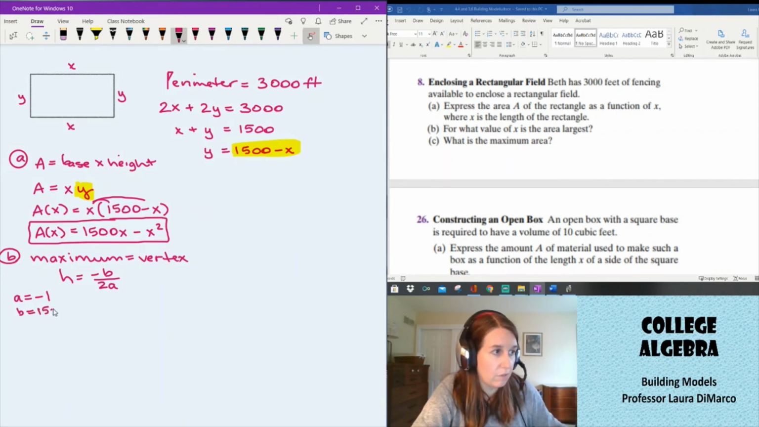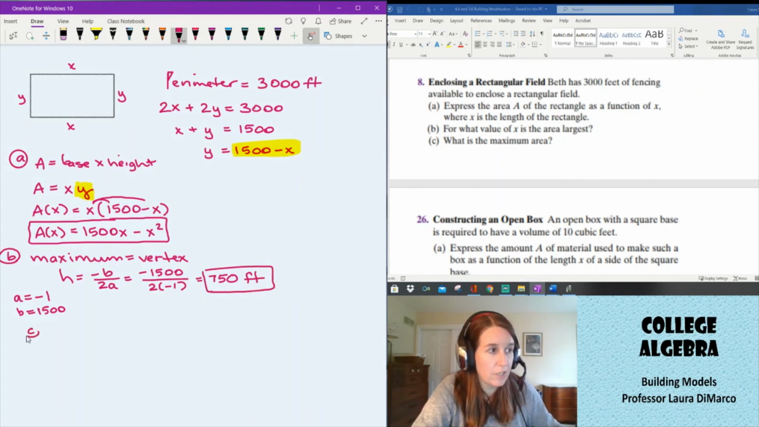All right, so here's 1500. Plugging that in, you get -1500 divided by 2 times -1. That calculates to 750, right? Now this is where the maximum is, where the vertex is. It says for what value of x is the area largest? So our answer is 750 feet for x.